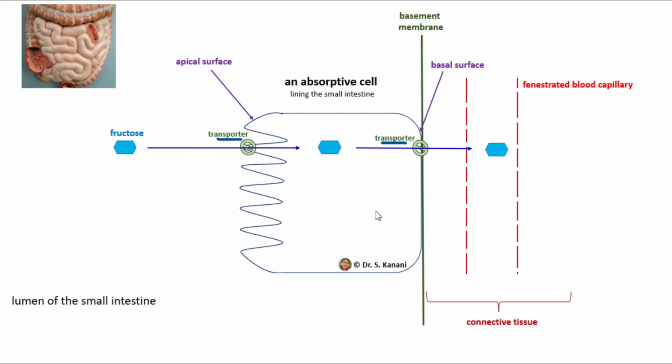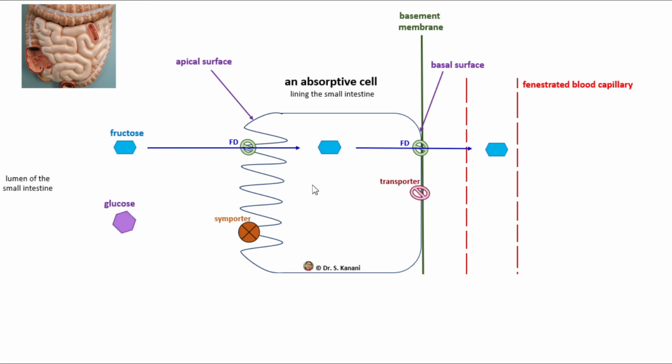In short, we can say that fructose is absorbed through facilitated diffusion in both the apical surface and basal surface, which simply means absorption of fructose is entirely passive. We don't need to break down any ATP in order to absorb fructose. Now the question is, how about absorption of glucose, which is a very important major monosaccharide in our body?